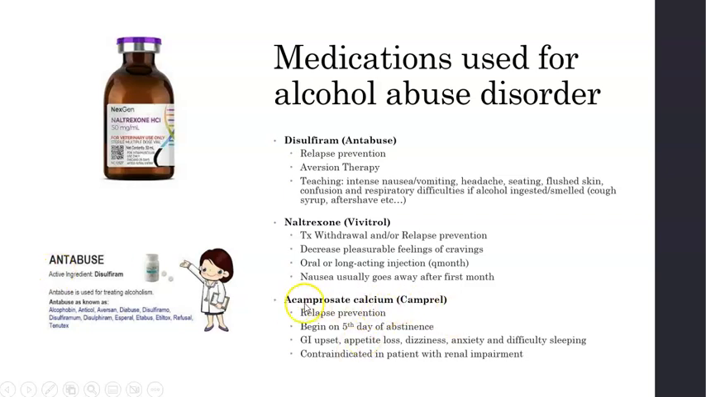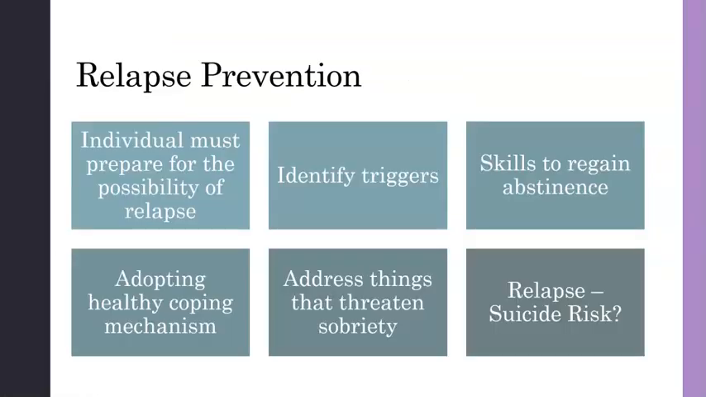Acamprosate, Campral, helps with relapse prevention. It decreases cravings. I really didn't see this used too much. It was used more on my patients who had severe liver damage. Naltrexone can be a little hepatotoxic. We know alcohol affects the liver. You have to take like 9 pills a day, 3 pills 3 times a day. So we just have to watch out for it.